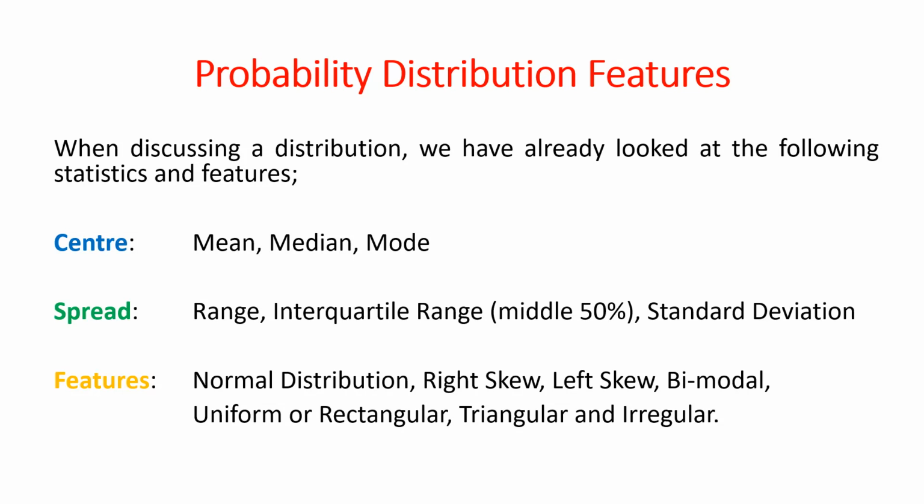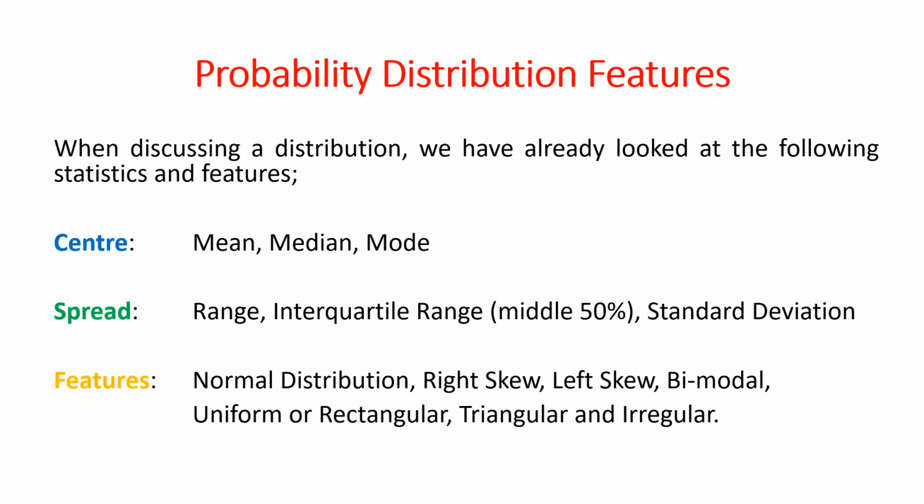All right, well, when we're discussing a distribution, we've already looked at the following statistics and features. We've talked before in Levels 1 and 2 about centre, which is mean, median, or mode. We've talked about the spread of the distribution, where we've talked about the range, the interquartile range, or our middle 50%, and our standard deviation.